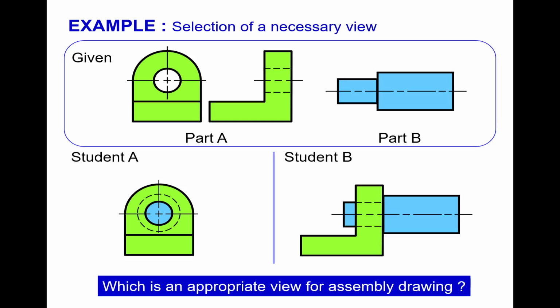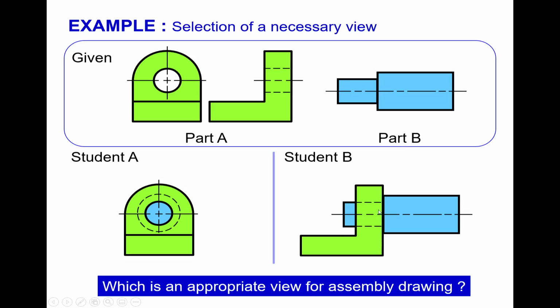Okay, in part A, there are two parts. One is part A, and this is the side view, and then one is part B. Okay, which is the appropriate view? Okay, I would choose the view that student B made. This is more appropriate because it is clearer in representing the parts.